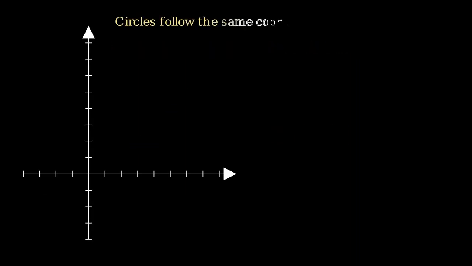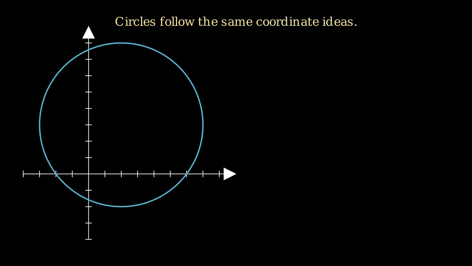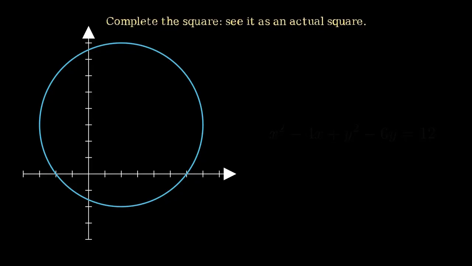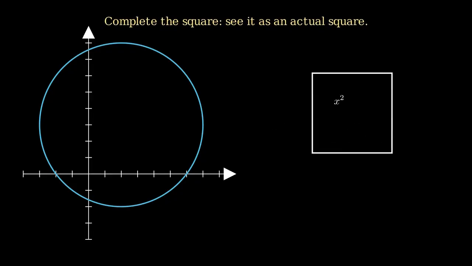The same coordinate ideas extend to circles. Here's a circle on the grid with the general equation x squared plus y squared minus 4x minus 6y minus 12 equals 0. To find its center and radius, group the x terms and the y terms together. x squared minus 4x plus y squared minus 6y equals 12. Complete the square on each group.